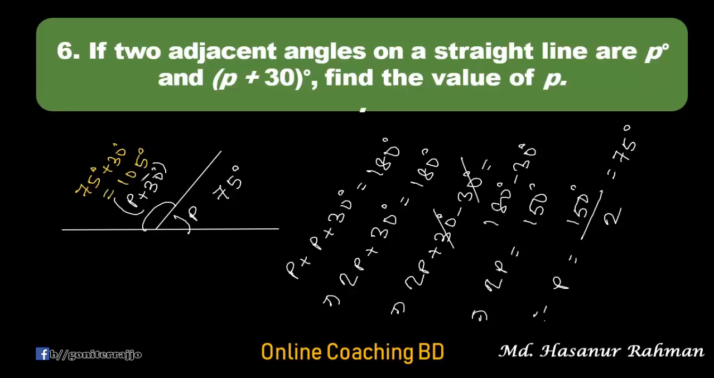And if you add 105 and 75, you will get 180. This is a very simple thing. So we can say 75 is supplementary to 105, and 105 is supplementary to 75.